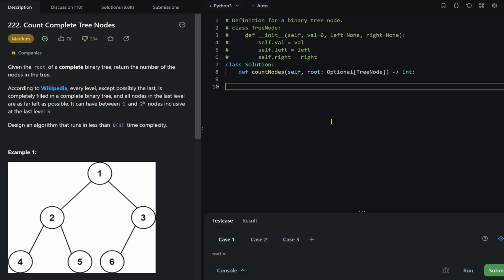Hello guys, today we will solve more interesting problem. So today's problem is count complete tree nodes. So let's see how we can solve this problem.